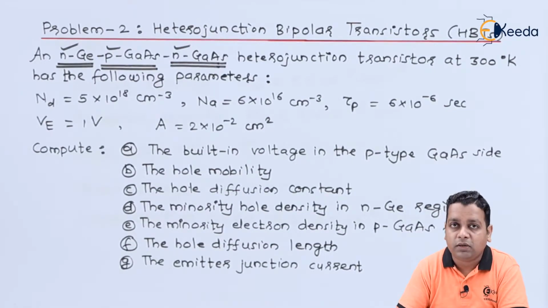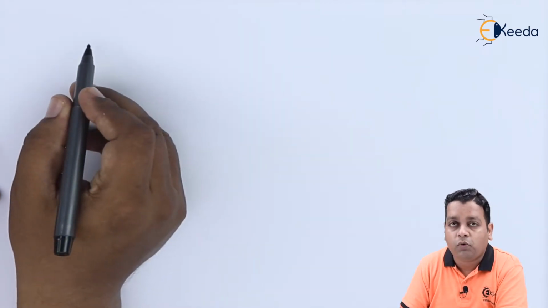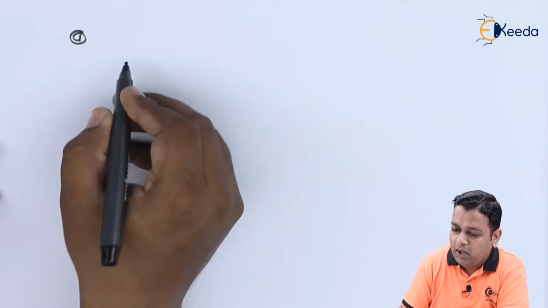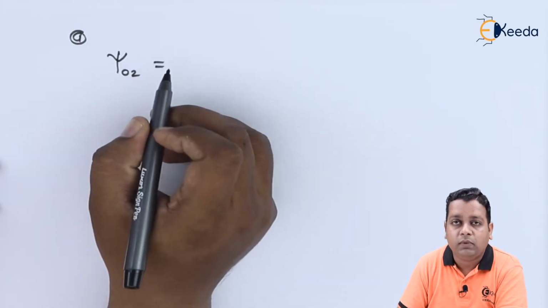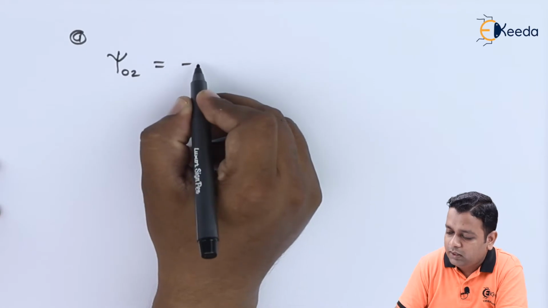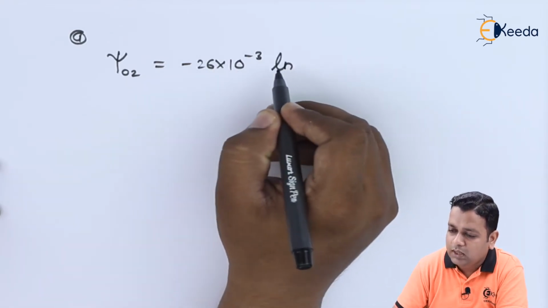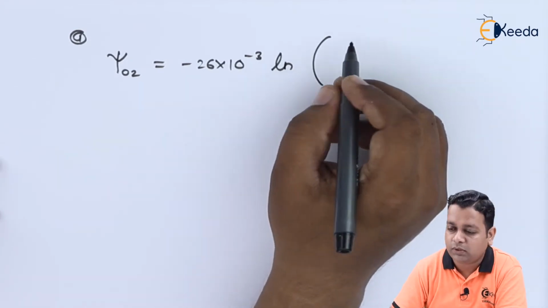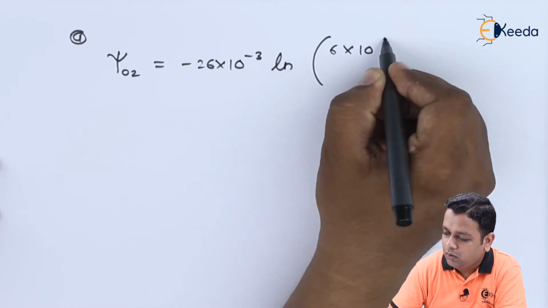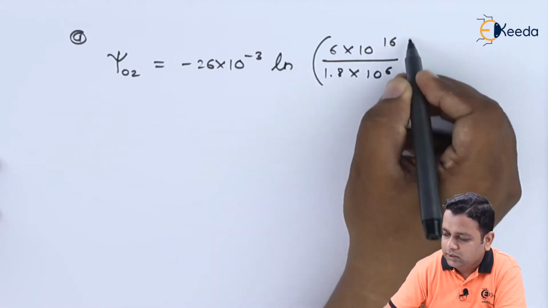Now we get back to the problem statement. We focus our attention to compute a built-in voltage into the p-type gallium arsenide side. So the built-in voltage for the p-type of the gallium arsenide side can be denoted by, here we write psi suffix 02 for the region. So it is computed by making the use of the Vt in negation. So I write the value minus 26 into 10 raised to power minus 3 it is, along with a natural logarithm for the ratio of concentrations here. So here the concentration for the acceptor impurity we are provided 6 into 10 raised to power 16. It will be divided by the intrinsic value 1.8 into 10 raised to power 6.